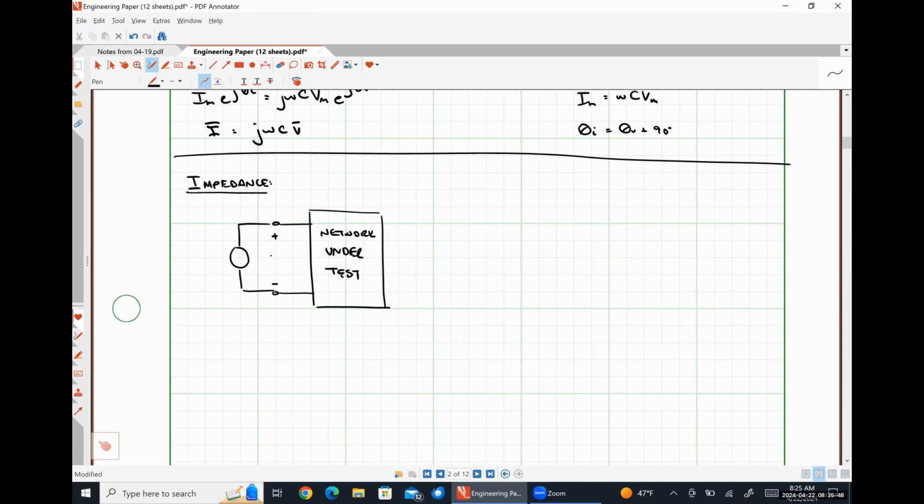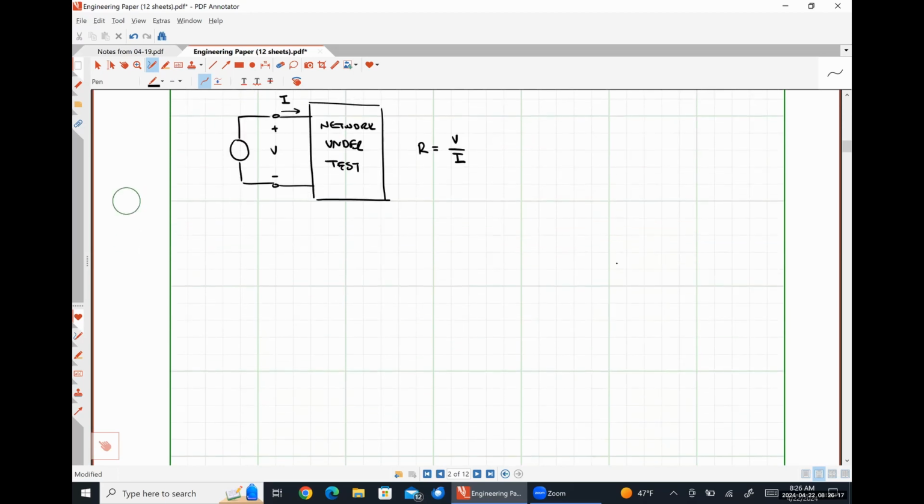This voltage V here is a voltage that we could measure using a multimeter if we were to excite this network. And this current I is a current that we could also measure with a multimeter or an ammeter. And what we found was that the resistance of the network under test was simply the ratio of the measured voltage to the measured current.